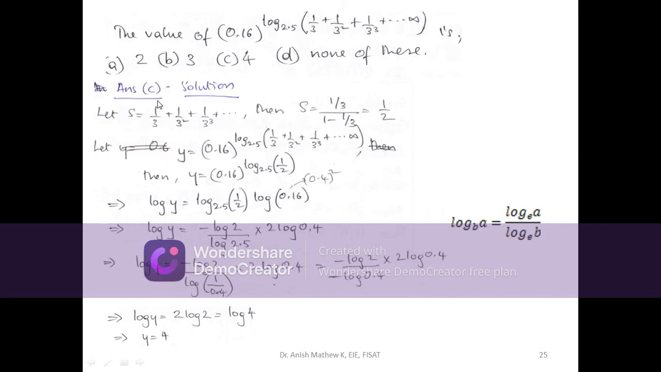Let S be the sum of 1/3 + 1/3² + 1/3³ + etc. These are the terms of a geometric series, so the sum will be (1/3) / (1 - 1/3), that is equal to (1/3) / (2/3), so S equals 1/2.